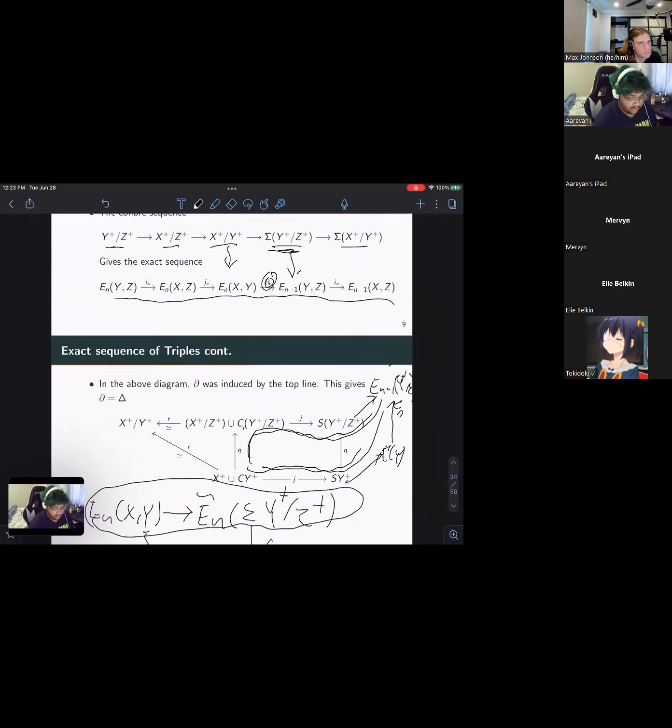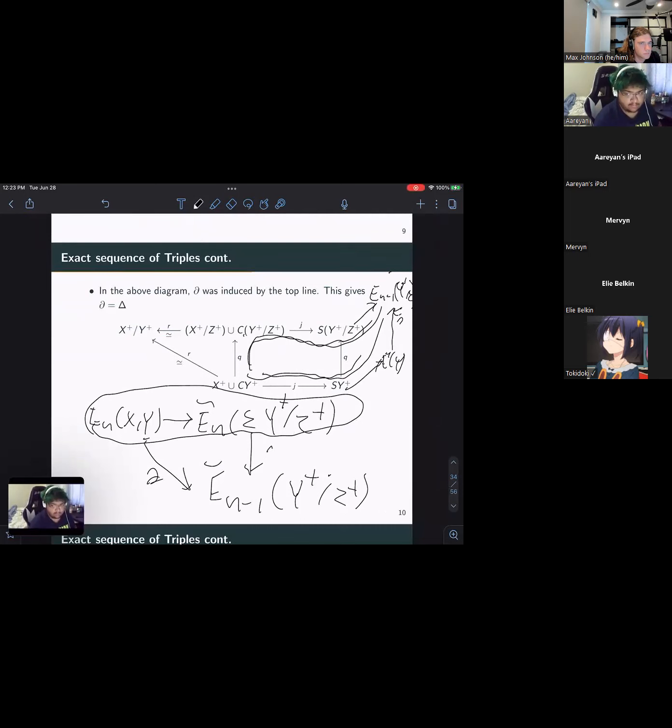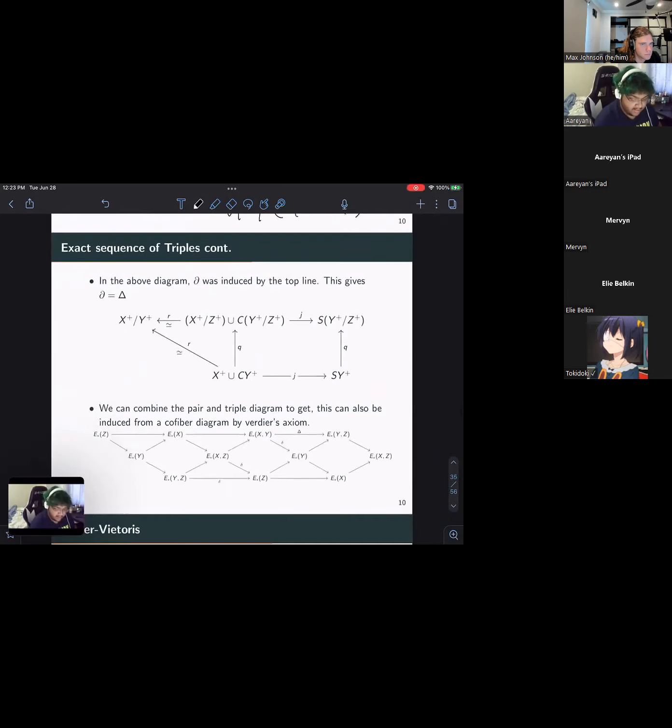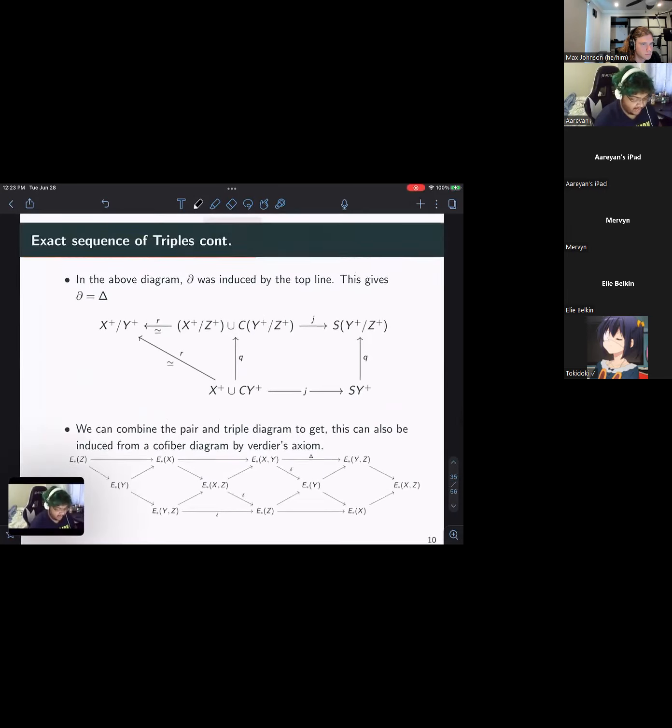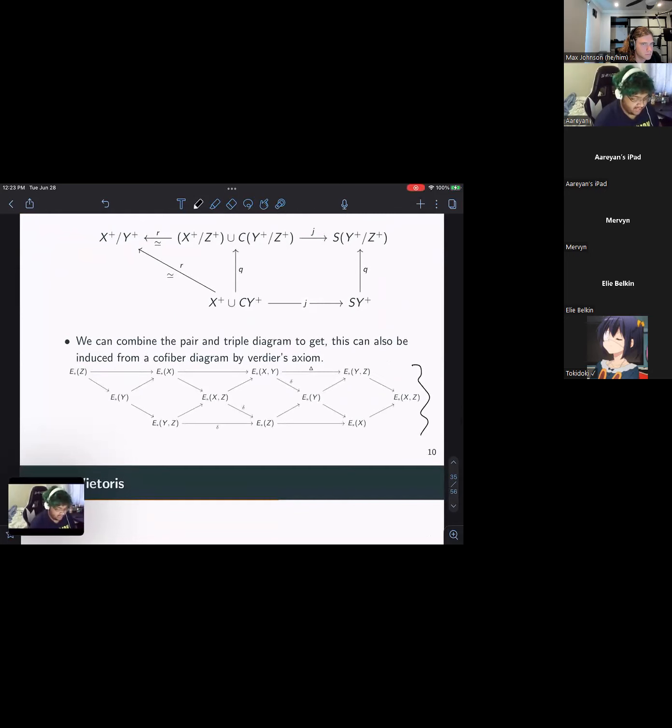So any questions on that? I know that was a bit more technical than most of the rest of the talk. All right, let's move on. It also turns out that you can combine these double and triple diagrams to get a bigger diagram. Adams doesn't really end up using it, but I thought it was cool. It also comes from a co-fiber diagram, called Verdier's axiom, which is also pretty cool.